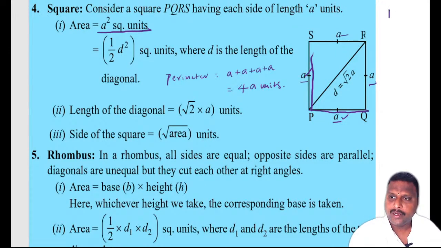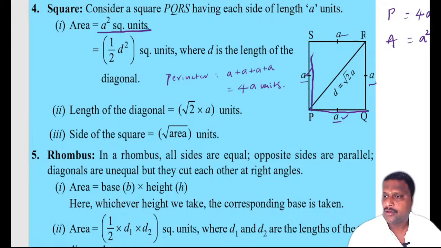So the perimeter of the square is equal to 4A. Area is equal to A square. Then side A is equal to the square root of the area. These are the derivatives.